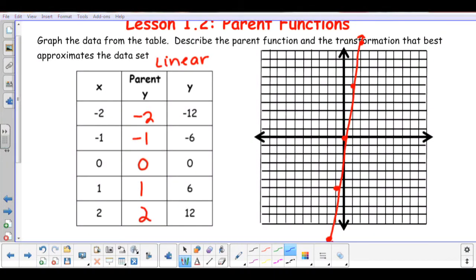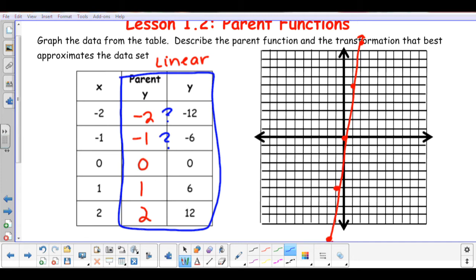Now what we want to do is compare the parent y column to the y column I was given. And I want to say -2, what is going to give me -12? And then -1, and what would give me -6? So that what needs to be exactly the same. So did I add a number? Did I subtract a number? Did I multiply a number? Or did I divide a number? And that has to be the same thing for all 5 of my points.